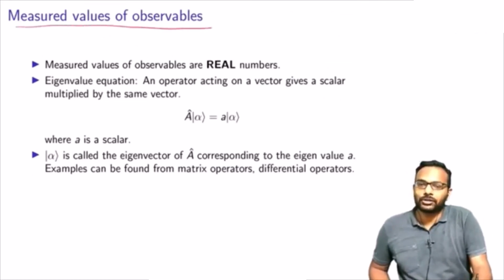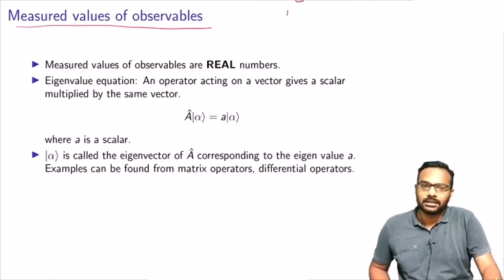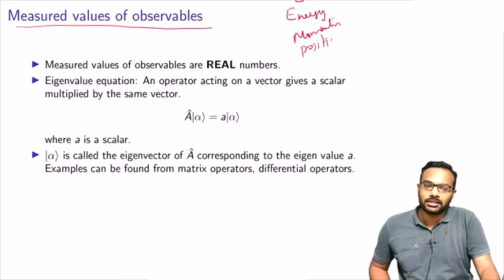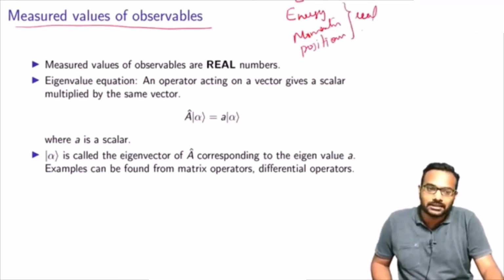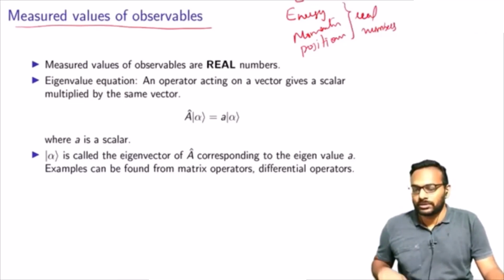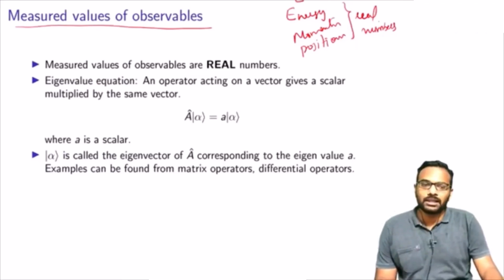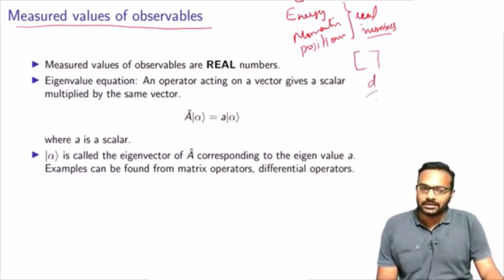We can actually measure the values of observables. We can measure the energy. We can measure the momentum. We can measure the position. These things can actually be measured. And what we get are not matrices. What we get are real numbers. When you make a measurement of an observable, what you get are real numbers. Am I right? You measure an energy, you get a number. You measure the momentum, you get a number. You measure the position, you get a number. These are real numbers, not any matrix or d by dx. We don't measure d by dx.